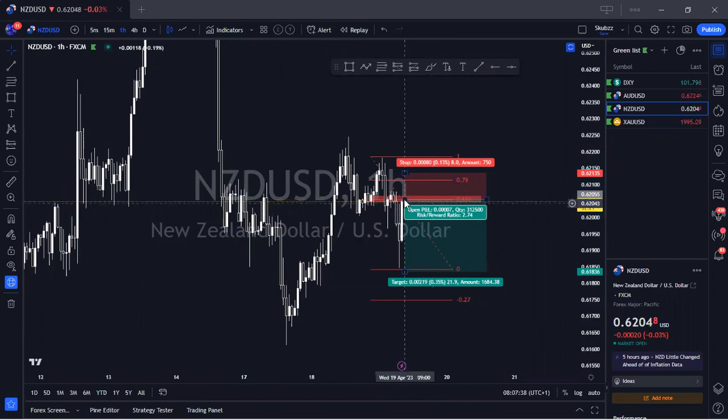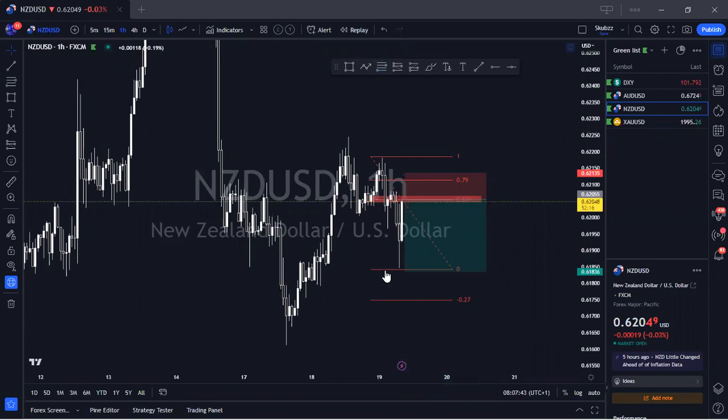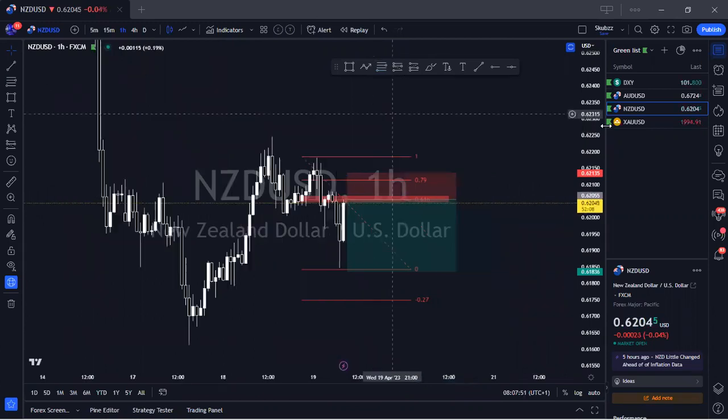So this sell here, price has just tapped inside. So let's see how it's going to behave from here. It's actually rejecting. Let's see. We can look for the shift on the 5 minutes time frame.